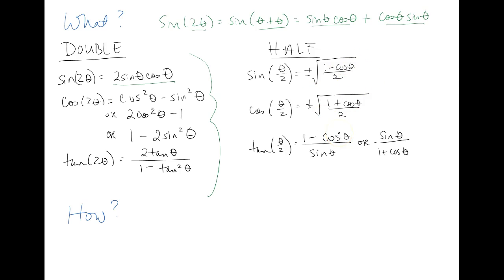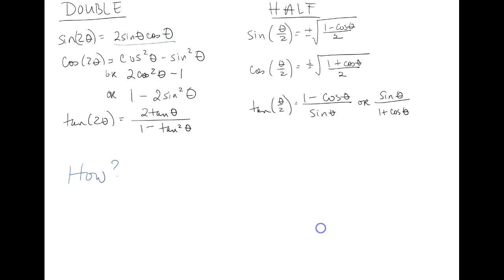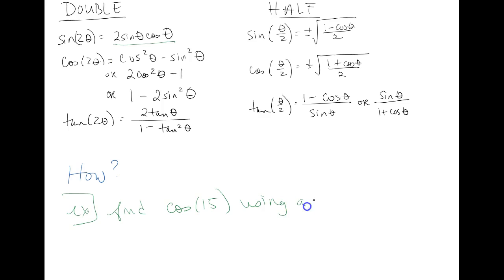These are what they are though, and they have been for a very long time. So let's work on how to use them and not necessarily how to prove their existence, okay? So how do we use them? Well, like we had above, what if somebody says, find cosine of 15 using a double angle? Like they're forcing you into a specific identity.